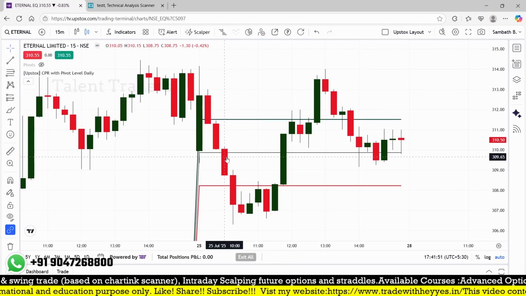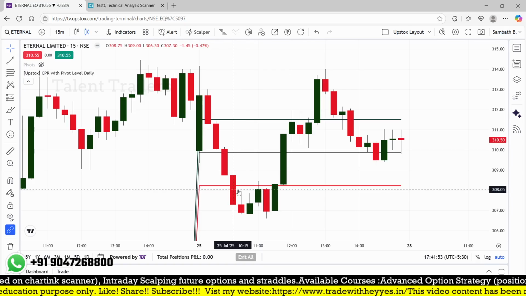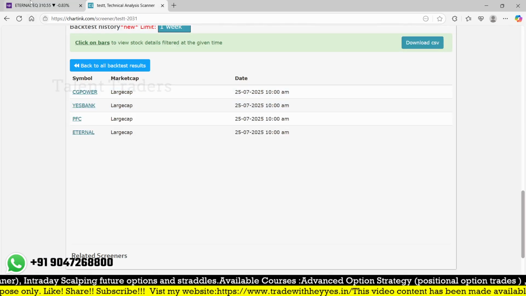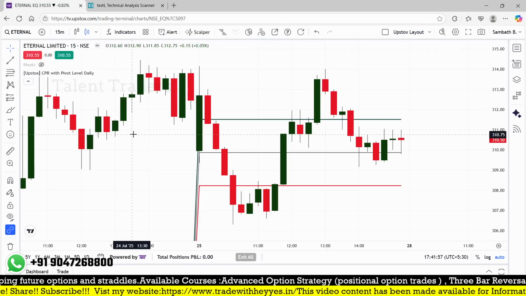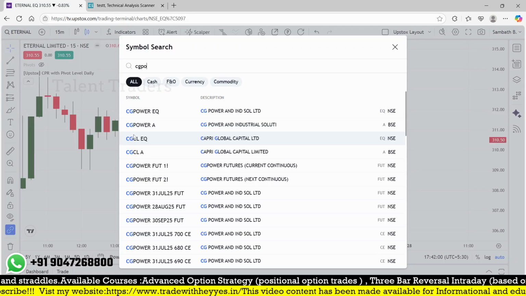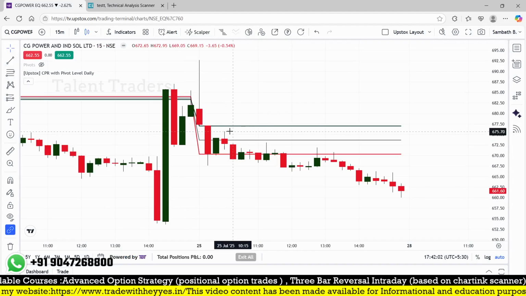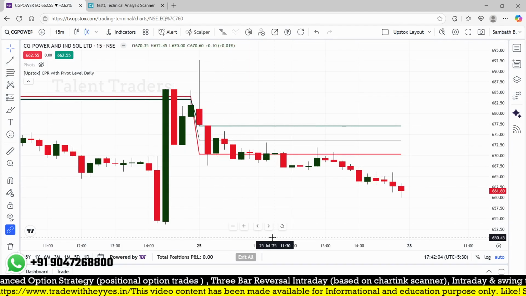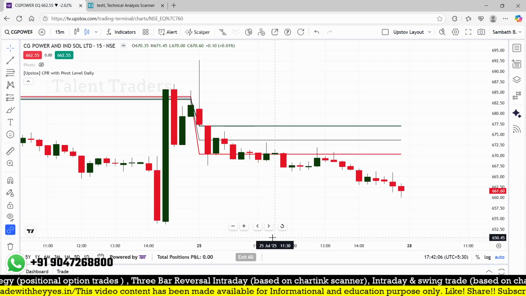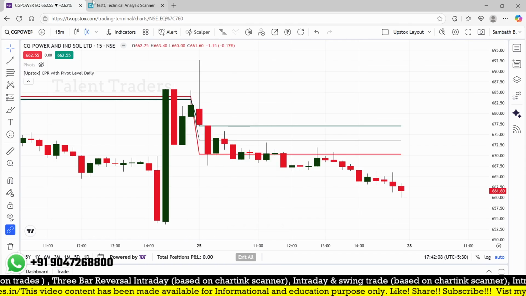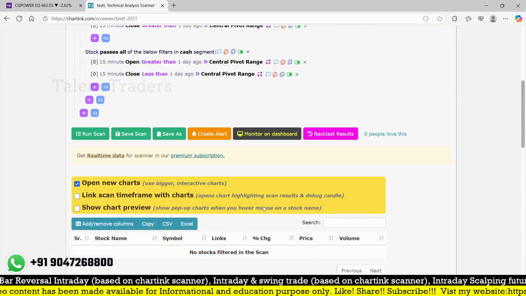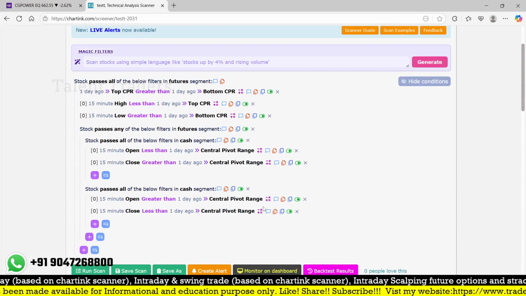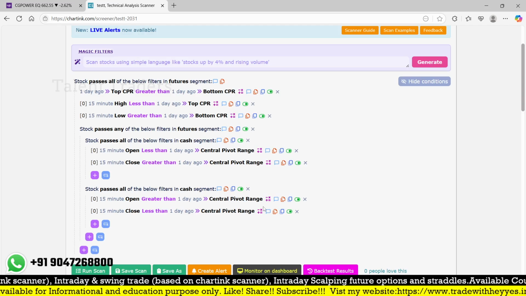So this is the point. Maybe here it breaks down. In this case, it is reversed, and yes, SBI Bank and CG Power is the new one. CG Power at this point. So exactly the three patterns which you can easily find with this particular scanner, and it is helping you find the inside candles with CPR pivot levels alone.